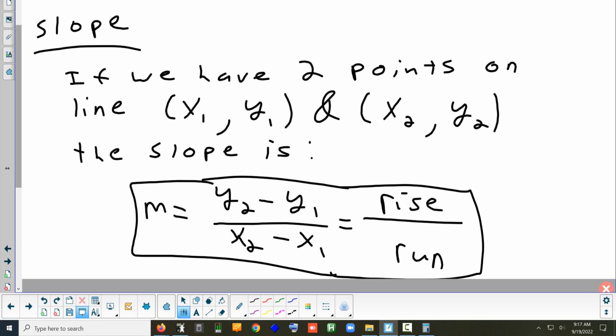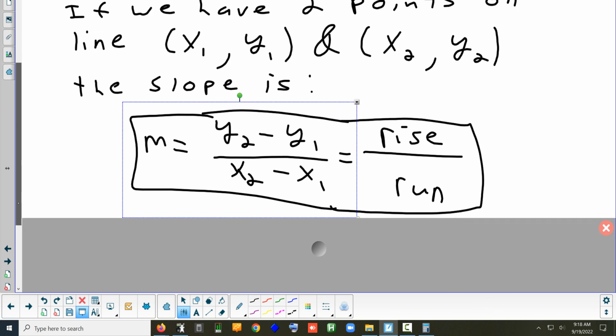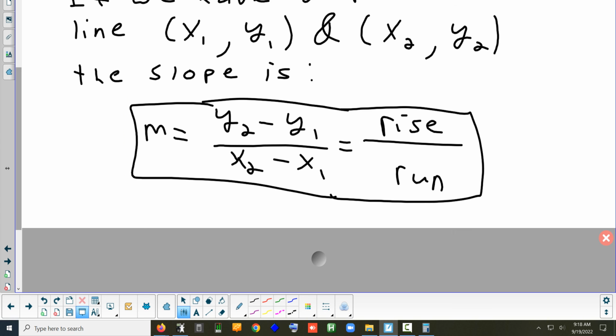You have to have 2 coordinates. Each coordinate has an x value and a y value. And the way I remember whether the y's or the x's go in the top is y's rhymes with rise. Y's, rise. They're both in the top. So if you remember rise is in the top, think of which letter rhymes with rise. Y's. y2 minus y1, and then x2 minus x1. And that's the formula to find slope.